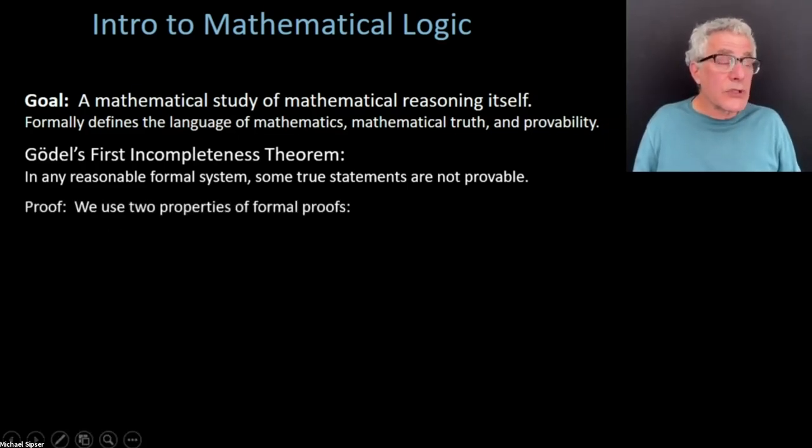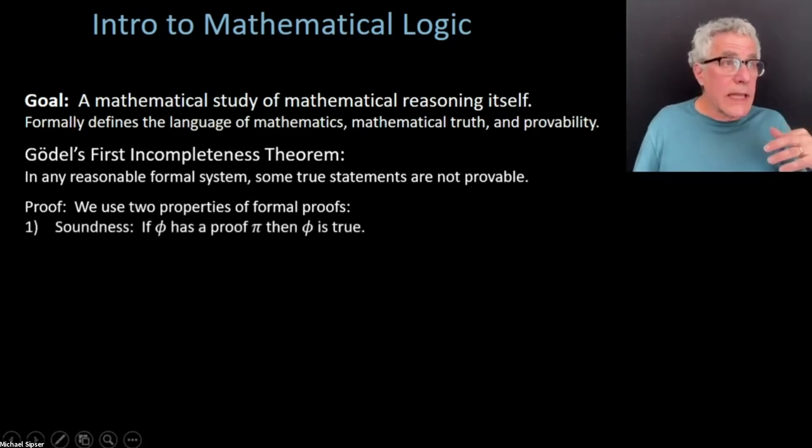In order to get this proof sketch, we're going to basically use two properties of formal proof systems. One is the kind of obvious property that you would expect all provability systems to have: you can only prove true things. So if something is being proven, it's going to be true. You can't prove anything false. If you can prove false things, your system of provability is bad.